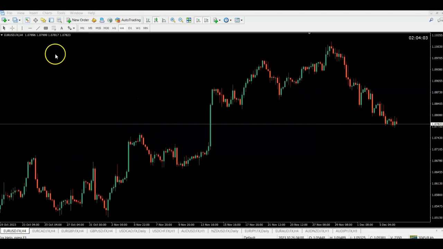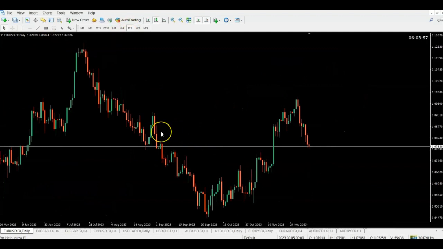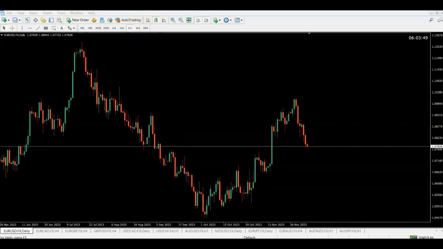We are on one of the most commonly traded pairs, the euro and the US dollar. One thing I like to do is first look at the higher time frames, the daily, which gives me an idea. Then I'll go down to the 4 hour, down to the 1 hour, and try to pick the best entry.